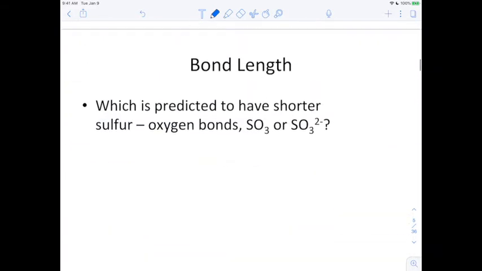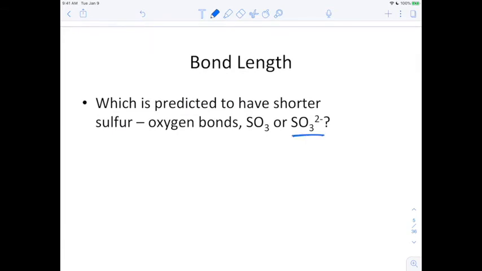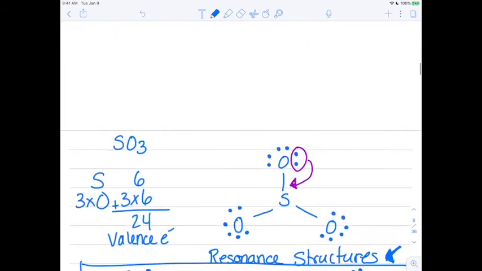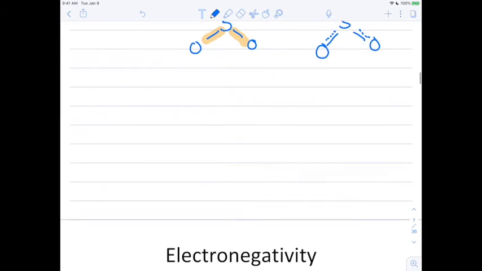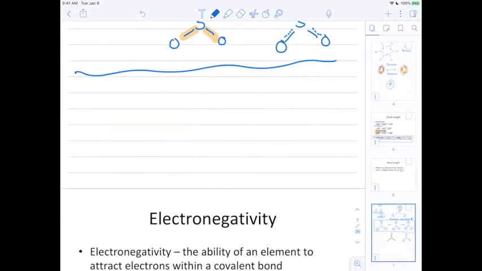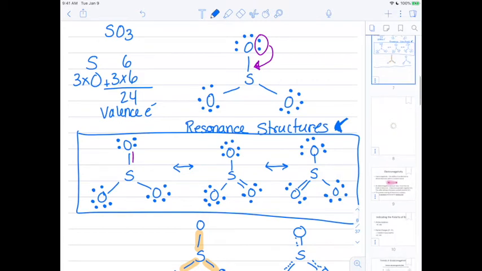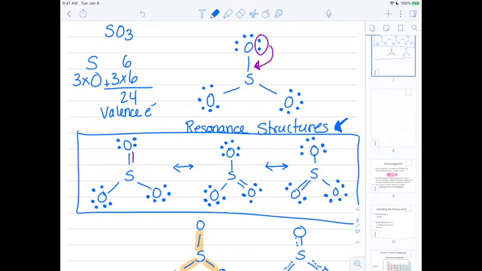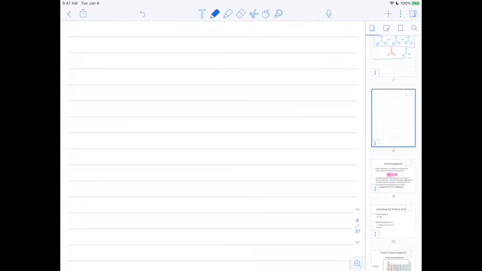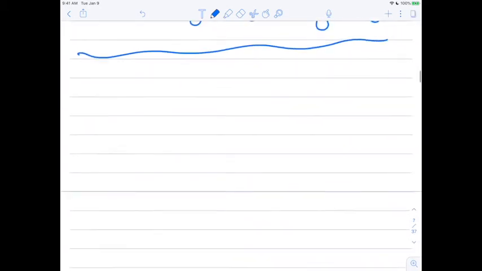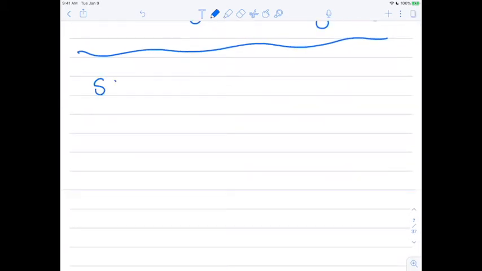Oops, sorry, we're not on the next problem yet. Next we have our SO3 2-, so let's go ahead and do that one next. All right, SO3 2-, so this is one of our ions. This is sulfite. So I'm going to put my sulfur in the middle, and I'm going to put oxygens all around just like last time.